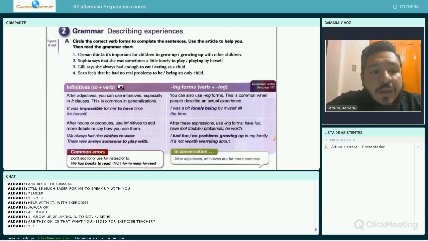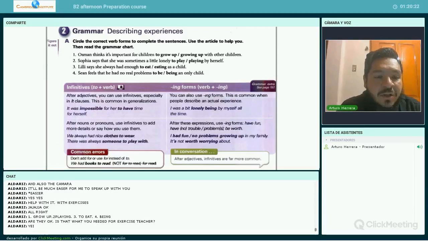Look, let's go through the infinitive, to plus verb, and the ing forms, verb plus ing. After adjectives, you can use infinitives, especially in it clauses. This is common in generalizations. It was impossible for her to have time for herself. You can also use ing forms. This is common when people describe an actual experience. I was a bit lonely being by myself all the time.